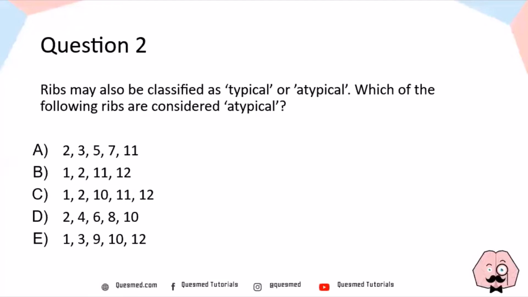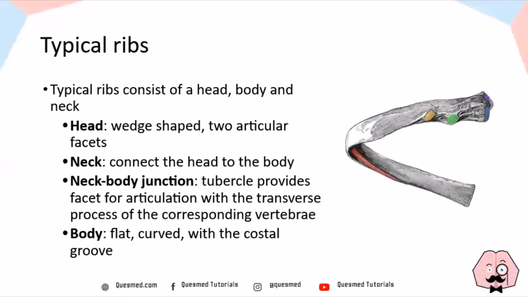Okay, so this question is asking which of the following ribs are atypical, and the answer is option C, so the 1st, 2nd, 10th, 11th and 12th ribs. So trying to understand what makes up a typical and an atypical rib, the easiest thing to do is to define what is a typical rib, and then anything that doesn't fit that should be considered atypical.